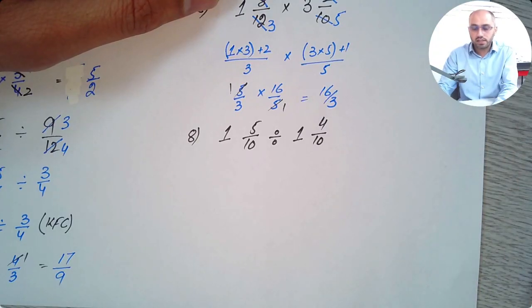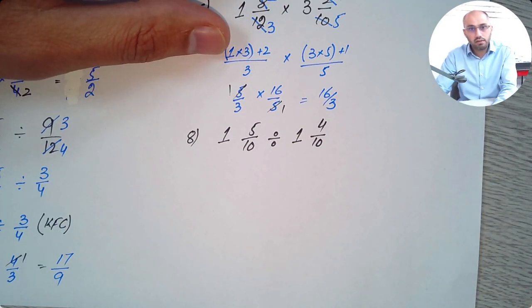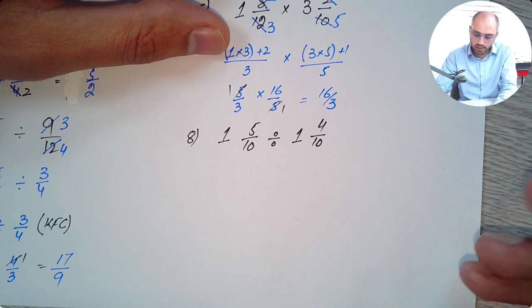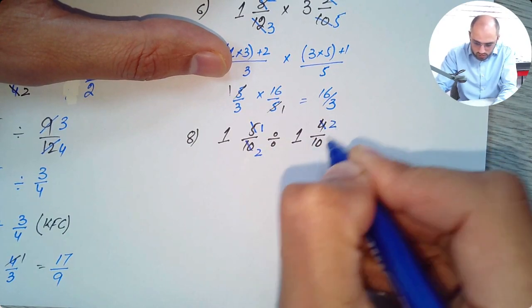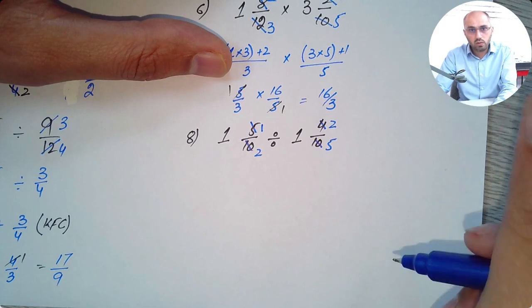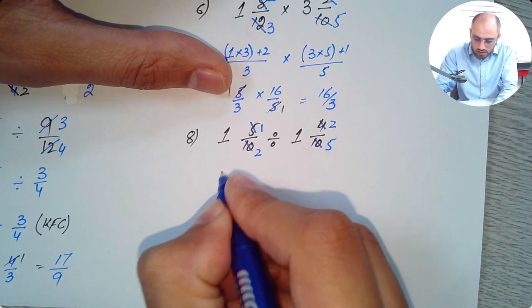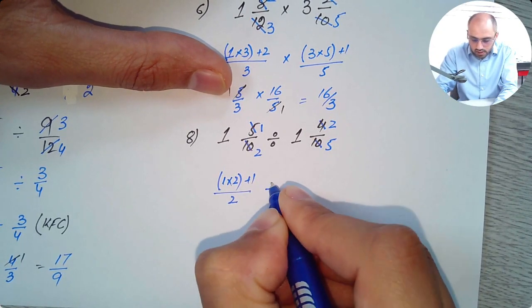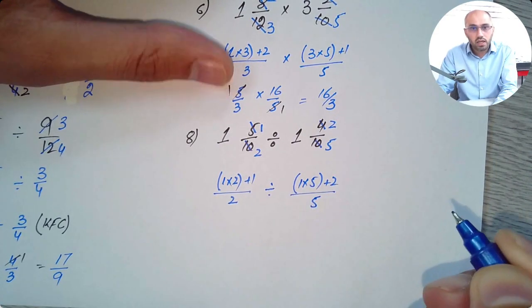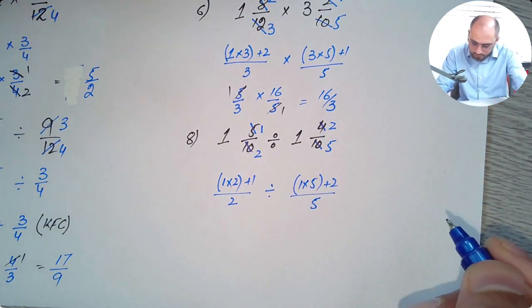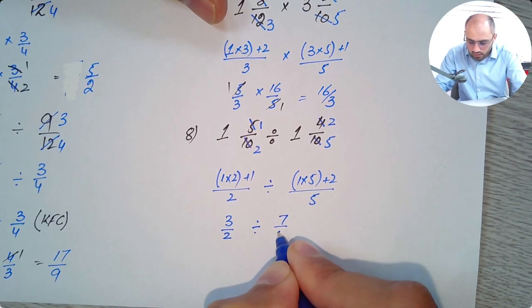Let us consider another example, but this time we are looking at two mixed numbers. So I'll ask myself the same question. Can the fraction part of these mixed numbers be simplified? In this case, it can be. This is 5 times 1, this is 5 times 2, this is 2 times 2, and this is 2 times 5. Now I will convert these mixed numbers into improper fractions. I'll do 1 times 2 plus 1 over 2 divided by 1 times 5 add 2 over 5. If you simplify them, you will end up with 3 over 2 divided by 7 over 5.